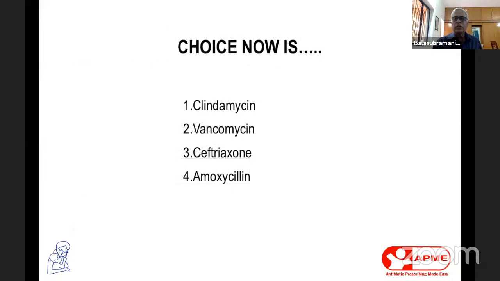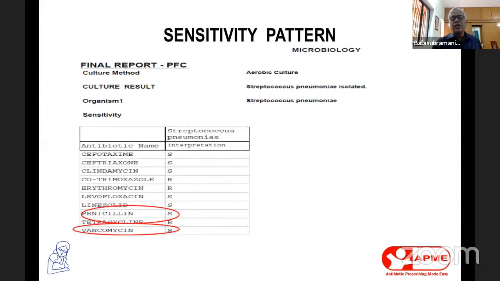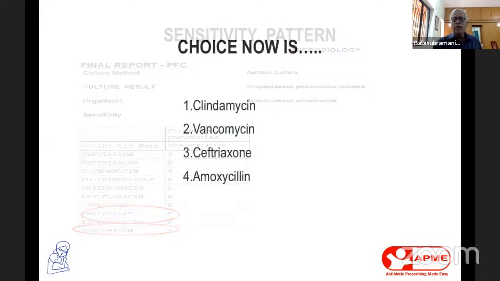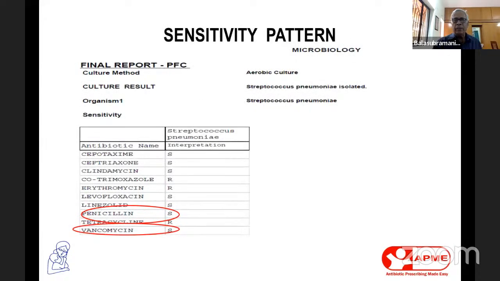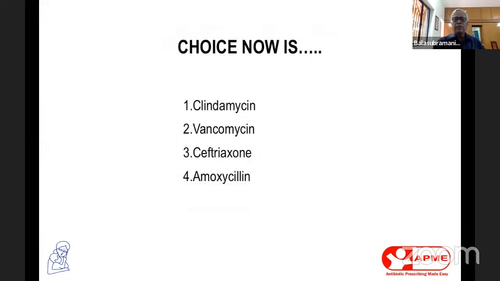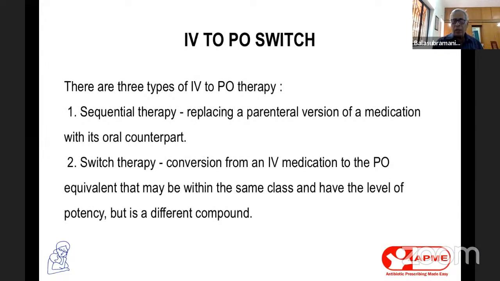The next question is, we said escalation and de-escalation. We have started with ceftriaxone and clindamycin for empyema. Now it is pneumococcus sensitive to penicillin. Do you continue clindamycin, vancomycin, ceftriaxone, or amoxicillin? Obviously, you can de-escalate to amoxicillin. So that is the principle of de-escalation. In this child, once the child became all right, once the ICD was removed, we wanted to switch from IV to oral. This is called switch therapy.